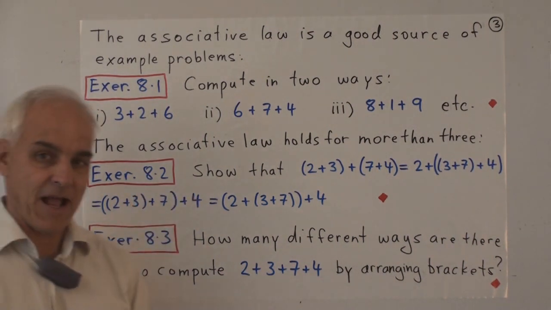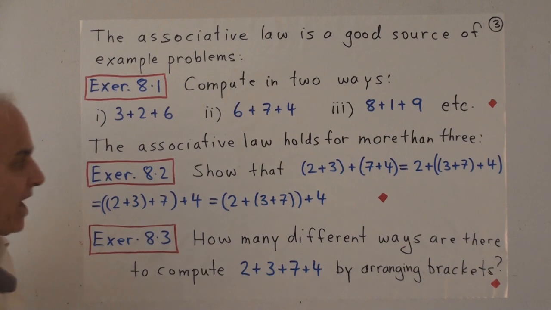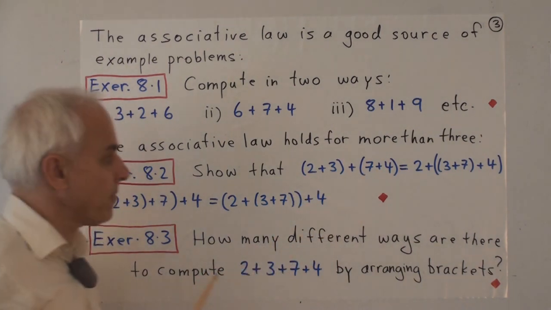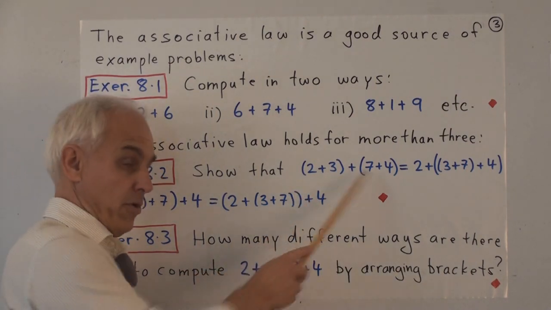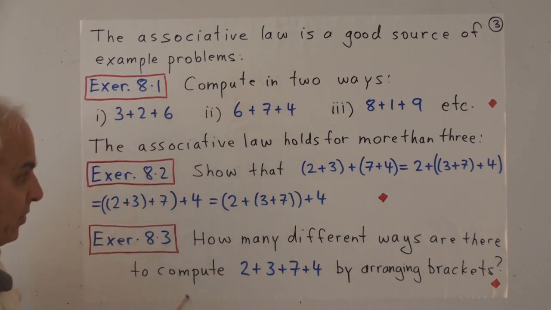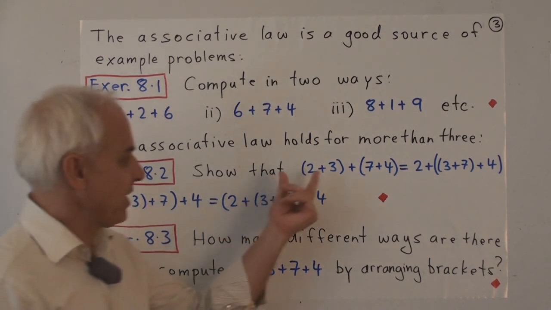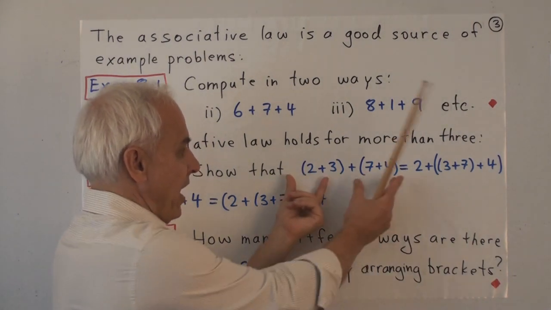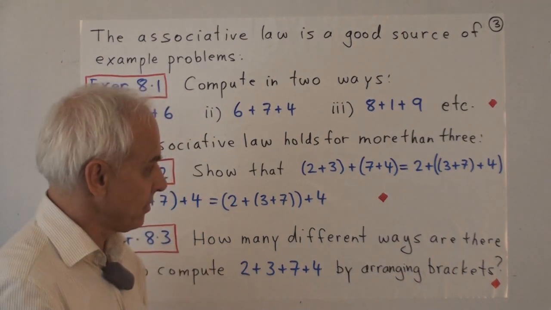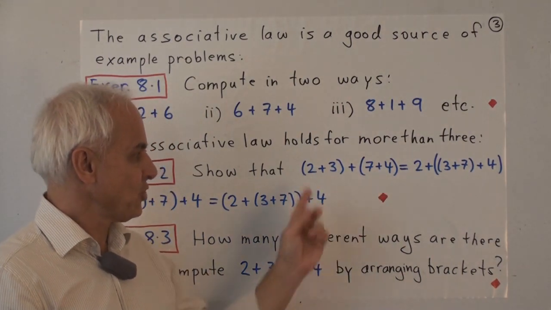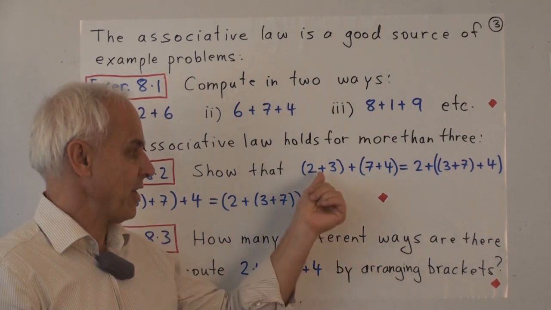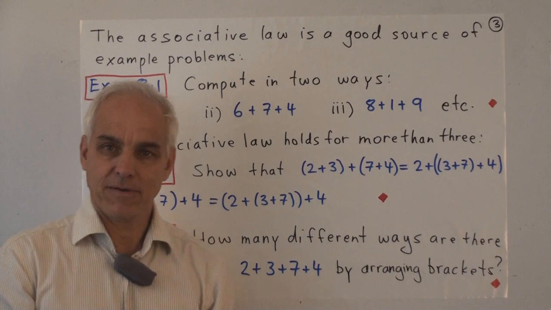Here's a more sophisticated application of the same idea, but now with four numbers. Suppose we want to add 2 plus 3 plus 7 plus 4. And without changing the actual order of those four numbers, we can combine them in a lot of different ways. We can calculate 2 plus 3, calculate 7 plus 4, and then add those two. So what is this actually? 2 plus 3 is 5, 7 plus 4 is 11. And so then we have to calculate 5 plus 11.